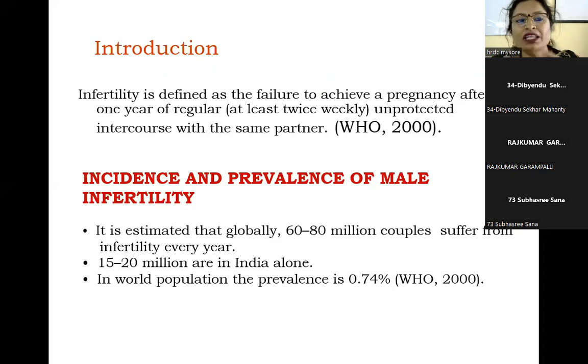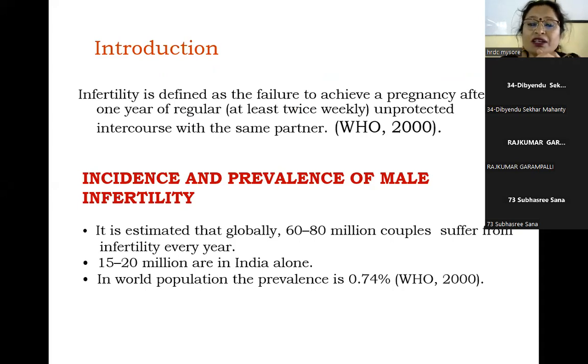Generally, when people speak, they don't share much about sexual health. Sexual health is also very important to be a healthy individual. And infertility is always defined as a failure to achieve a pregnancy after 1 year of regular unprotected intercourse with the same partner. This is the WHO definition.